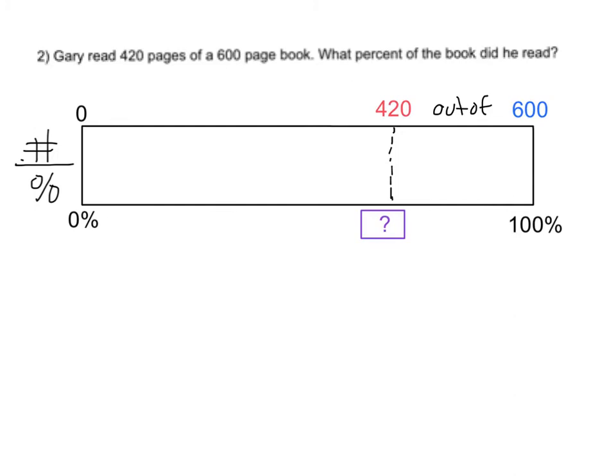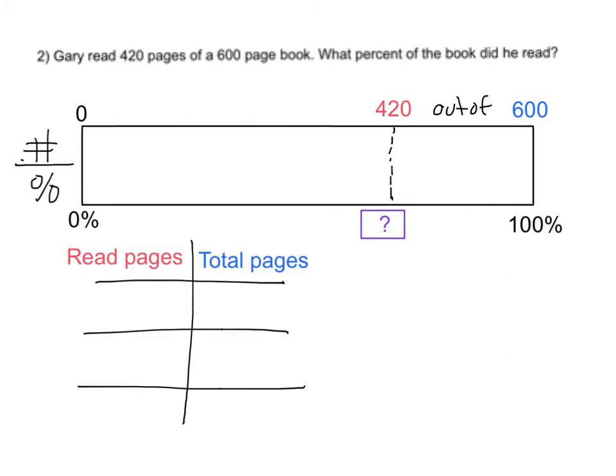So again, if you've watched some of my other videos, you know that we can talk about this in the sense of the ratio table. Our ratio table here is talking about our ratio of read pages, which I happen to have in the color red, and the color blue is our total pages, meaning our total 100%. So we can write here that we have our 240 out of 600 total pages.